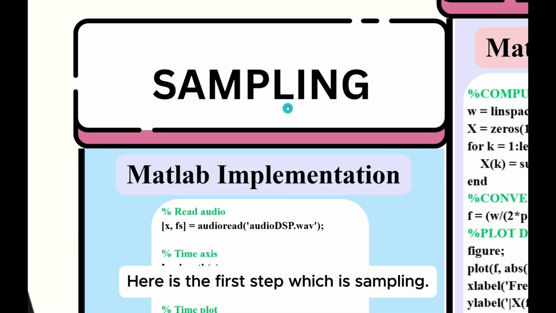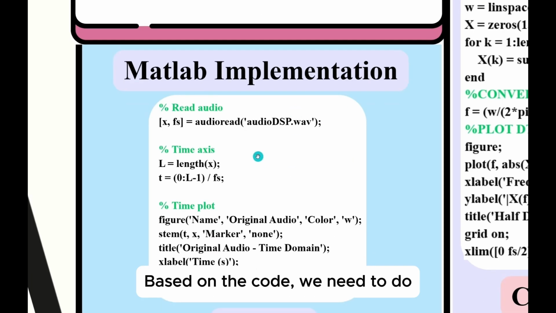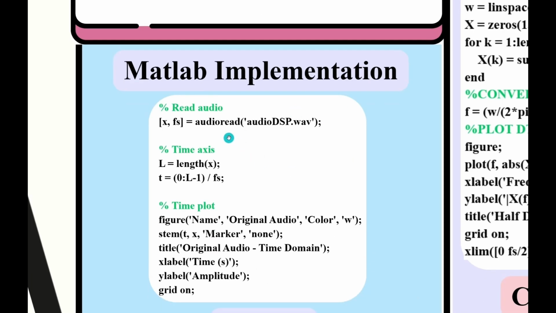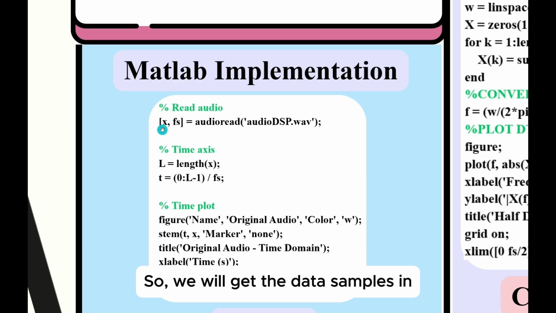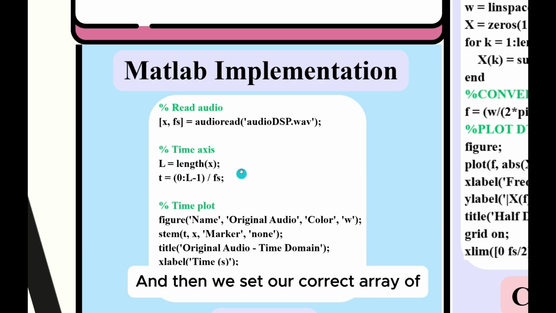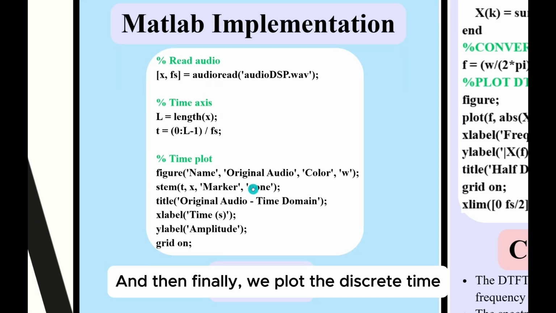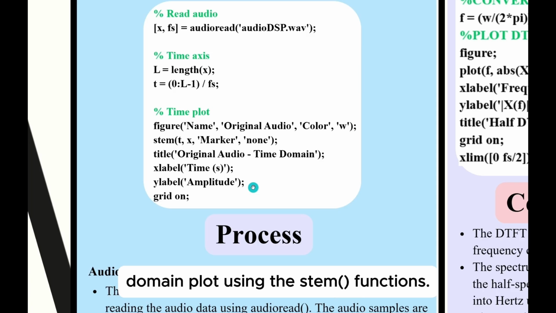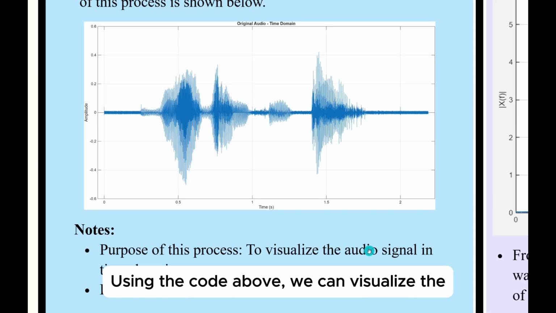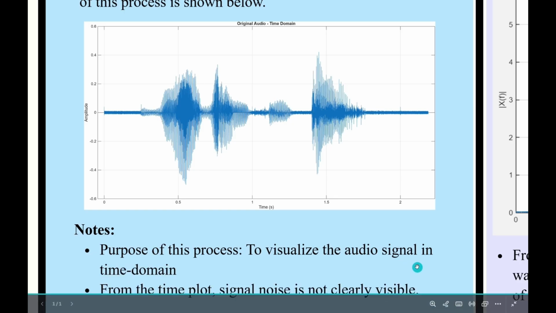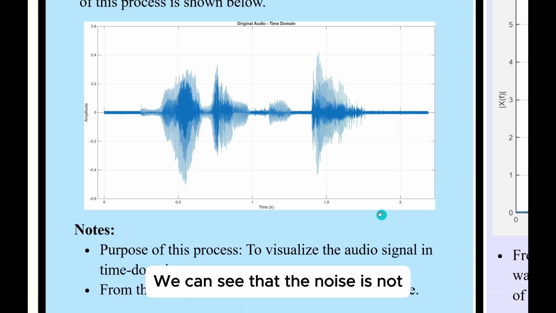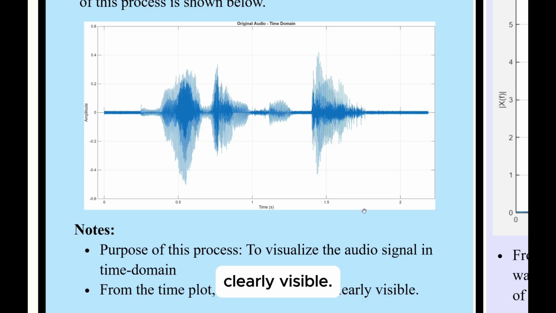Here's the first step, which is sampling. Based on the code, we need to do the audioread function first. So we will get the data samples in X and also the frequency in Fs. And then we set our correct array of time using these two lines of code. And then finally, we plot the discrete time domain plot using the stem function. Using the code above, we can visualize the audio signal in time domain. But there's a catch. We can see that the noise is not clearly visible.